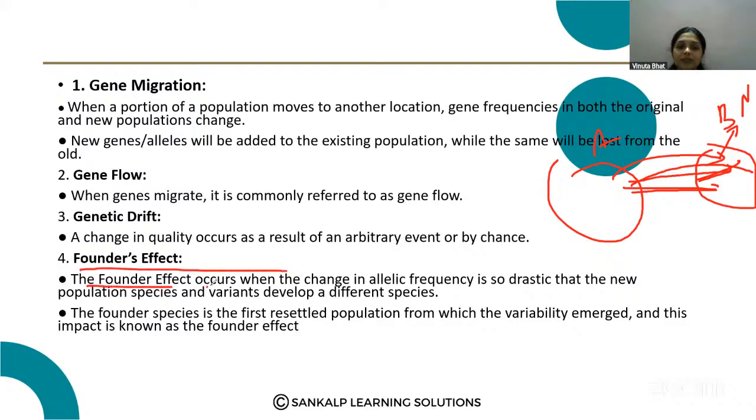The founder effect occurs when the change in the allelic frequency is drastic, so that new population, species and variants develop into a different species. The variants develop into a different species. The founder species is the first resettled population from which the variability emerged, and this impact is known as the founder effect. So that is what I explained. What is founder effect? Okay.